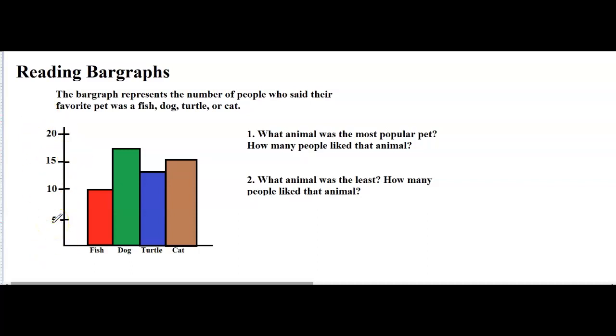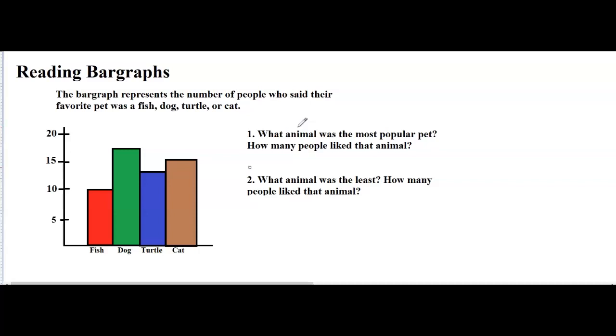percentage. So to read the bar graph, we just look at the category we're interested in, follow it all the way up to the top, then to the left of the vertical axis to get the count. So for example, one question might be, what animal was the most popular pet? And how many people liked that animal?